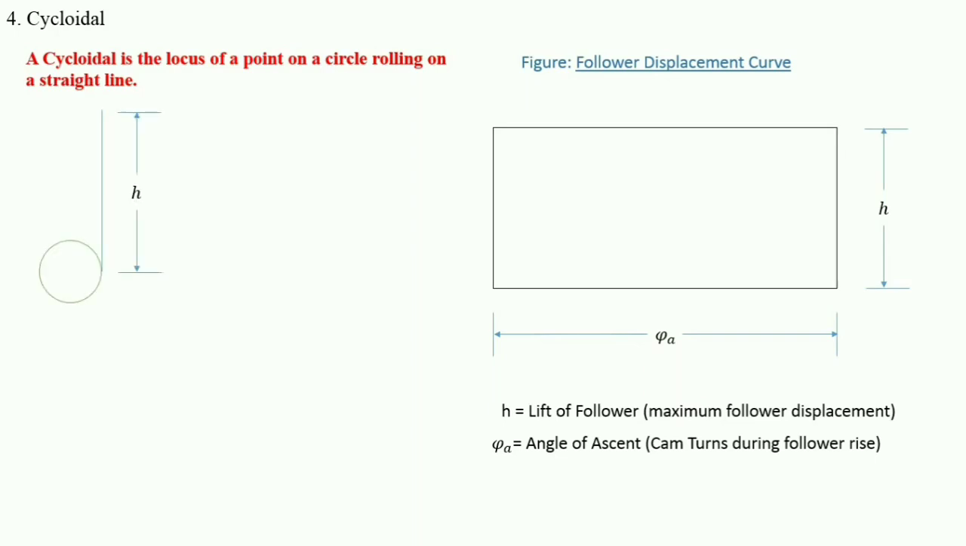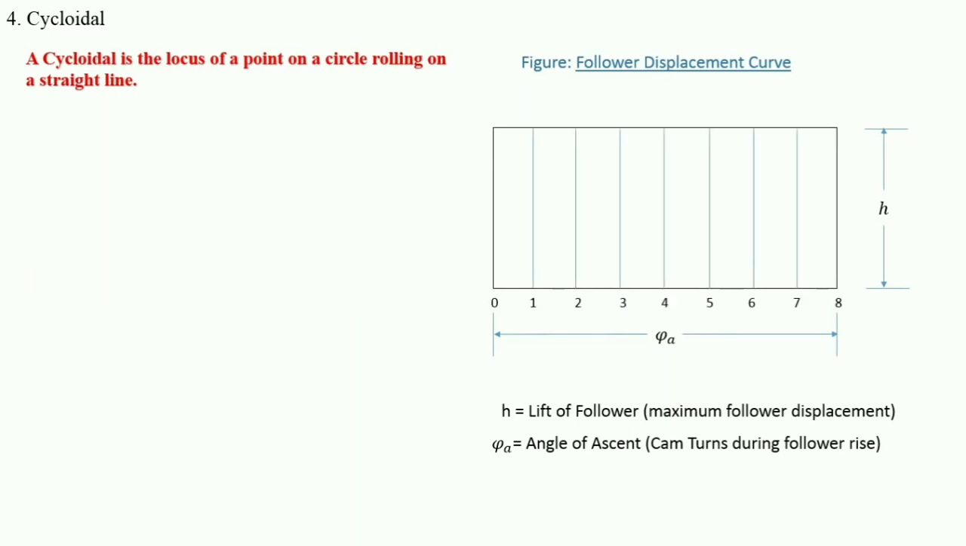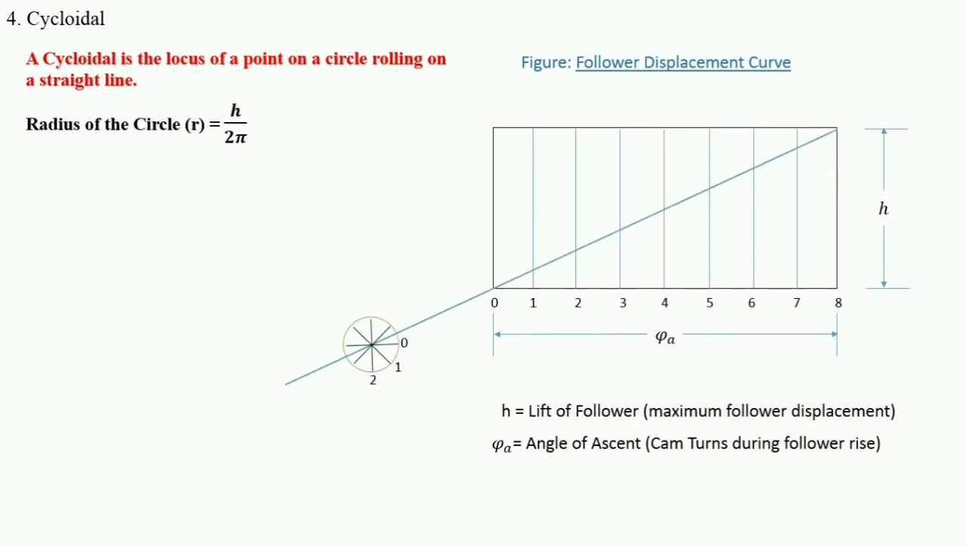Next is cycloidal. A cycloid is the locus of a point on a circle rolling on a straight line. In this, you can see the periphery of the circle will be equal to the height, or we can say lift. In this case, the rolling should be pure rolling, and we have to find out the radius of the circle. So the radius will be h upon 2 pi.